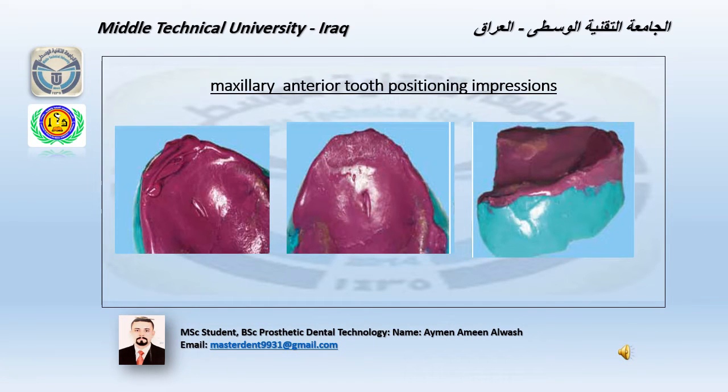Maxillary anterior tooth positioning impression. Remove the handle of the upper special tray and clean this area from any residual impression material. Apply adhesive material and the body of vinyl polysiloxane impression material in the anterior region and insert the special tray inside the patient's mouth and ask the patient to say Q and U sound.